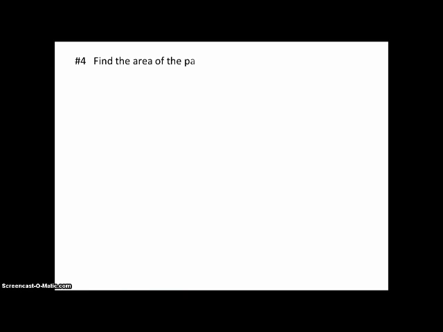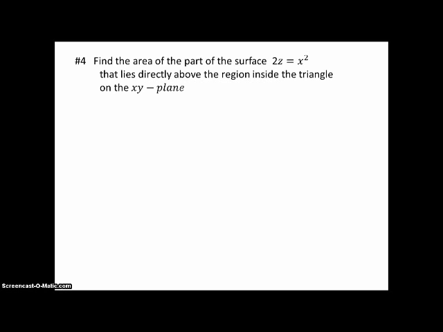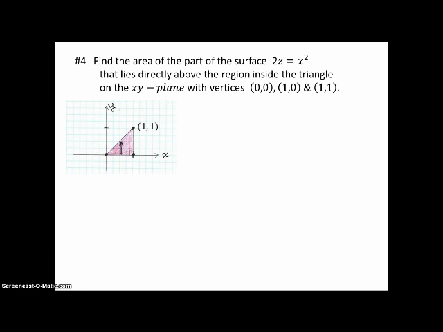Number 4, find the area of the part of the surface 2z equals x squared that lies directly above the region inside the triangle on the xy plane with vertices 0, 0, 1, 0, and 1, 1. So here's the triangle, and notice that y goes from the x-axis up to that line, and then x can go from 0 to 1. And what's the equation of that line? Well, pretty obviously y equals x.